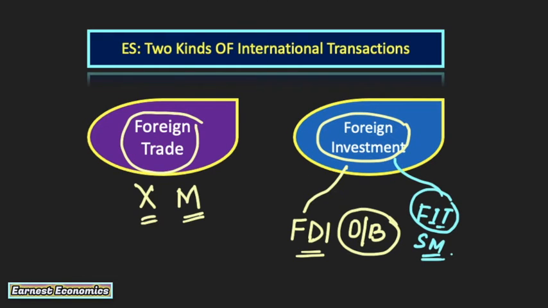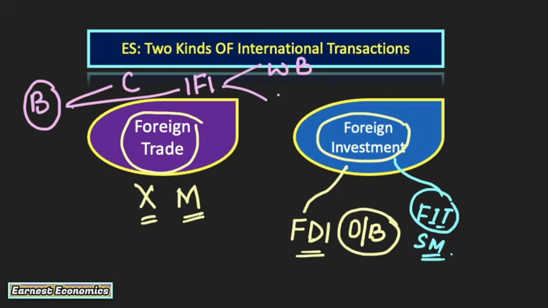However, apart from these two types of investments, we also have borrowing by a particular country from the rest of the world. For example, borrowing can take place from other countries, or it can be from international financial institutions like the World Bank and International Monetary Fund, or any other bank like the Asian Development Bank. So this is one more type of economic interaction and transaction that takes place between a country and the rest of the world.